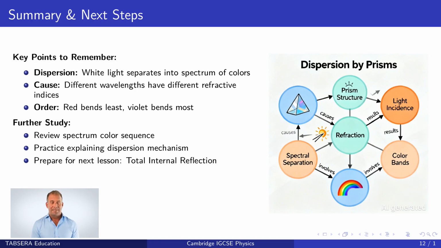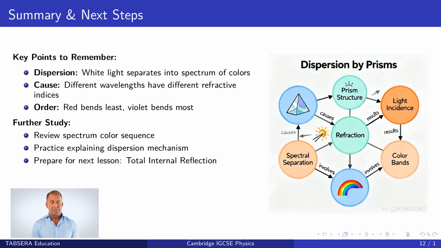Let's summarize today's lesson on dispersion by prisms. The key points to remember are, first, dispersion means white light separates into a spectrum of colors when passing through a glass prism. This happens because white light is actually a mixture of all visible colors combined. Second, the cause is that different wavelengths have different refractive indices in glass. Shorter wavelengths like violet have higher refractive indices, while longer wavelengths like red have lower refractive indices.